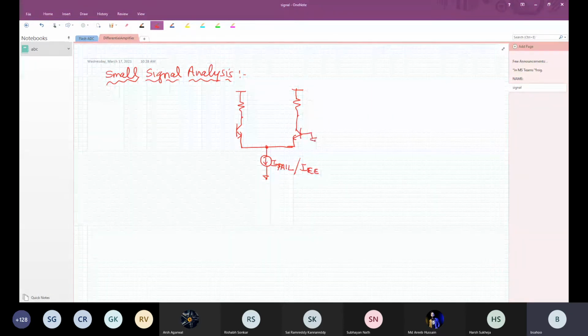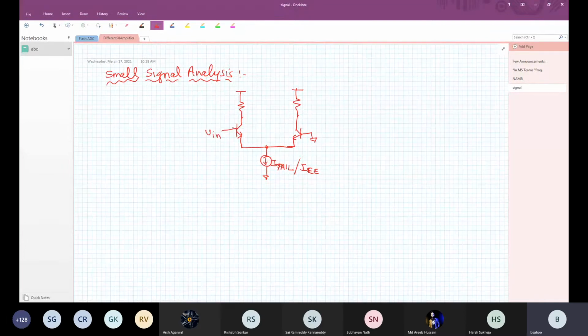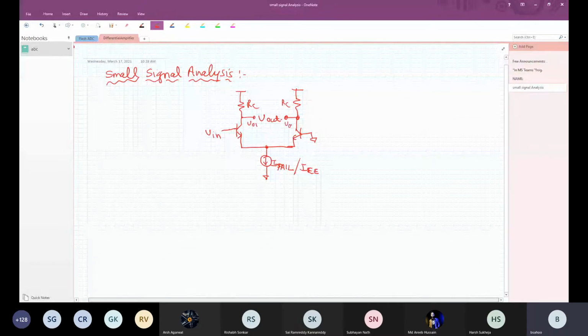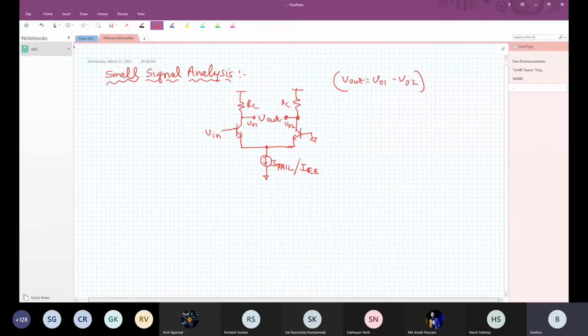So we did the analysis for V in here, where we apply an input signal and we take the differential output over here, across RC and RC, and we take the difference, V out. We did the analysis by asking what the gain is from this point to this point. Let's call this VO1, and this side VO2, and V out equals VO1 minus VO2. So we found the gain from the input to VO1.